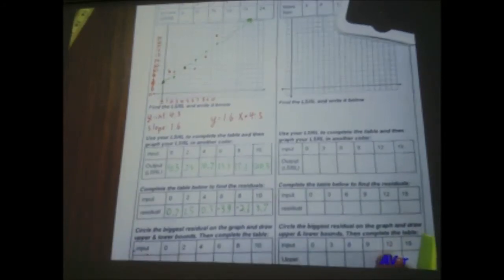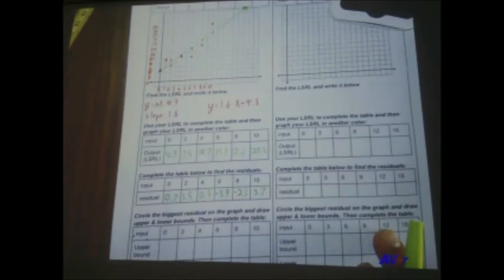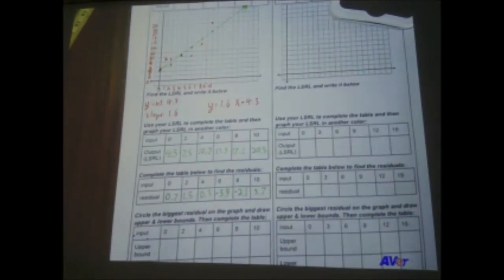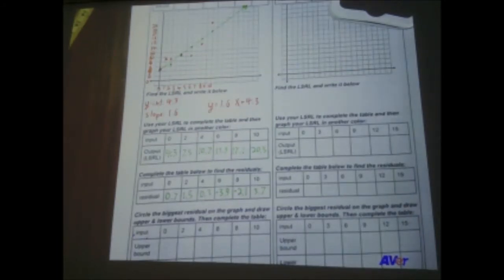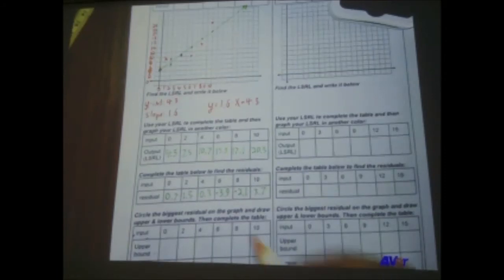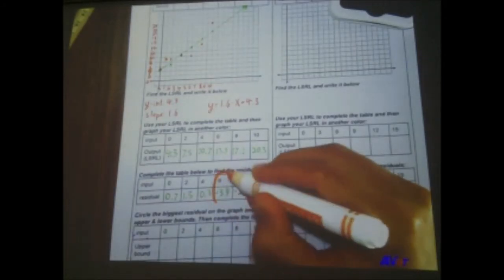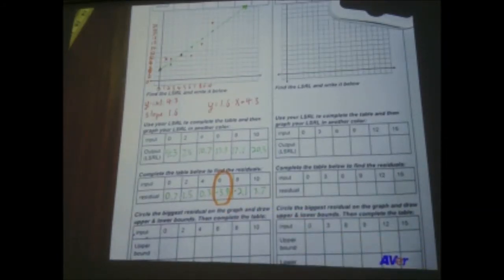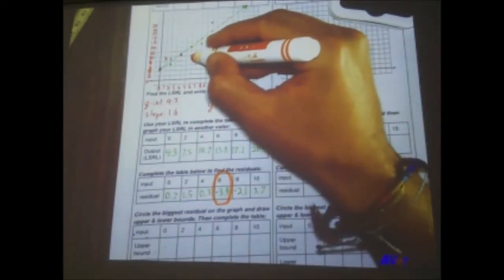Now, this is the last part. To find the upper bound and the lower bound, it says circle the biggest residual on the graph and draw the upper and lower bounds, then complete the table. So my greatest residual is probably this negative 3.9. So I'm going to circle that negative 3.9. That's the greatest number. So 3.9 is farther from 0 than 3.7. That's why I'm circling that one. And then I'm going to circle that same point on my graph. So 6 is right here. So I'm going to circle that point.